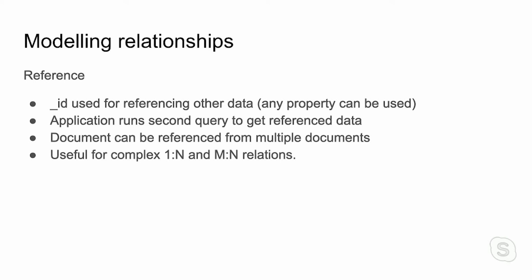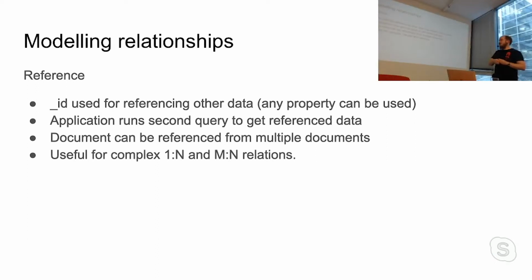The other option for how you can structure data is referencing. It's similar to what you know from SQL databases when you've got some keys. In this case, you must have some identifier. By default it is _id, but you can use any property. And in this case, the connection of the data is not done by the database itself, but you run a query, for example, for users, and in the application, you will run a second query for the IDs, for example, of addresses. And in your application, you will just connect the data together how you want it. This is really useful for some complex one-to-n and, of course, m-to-n relations.